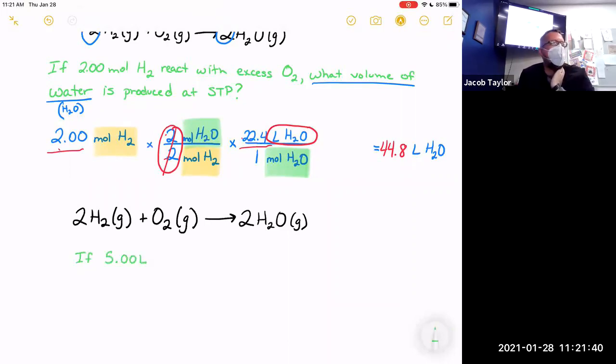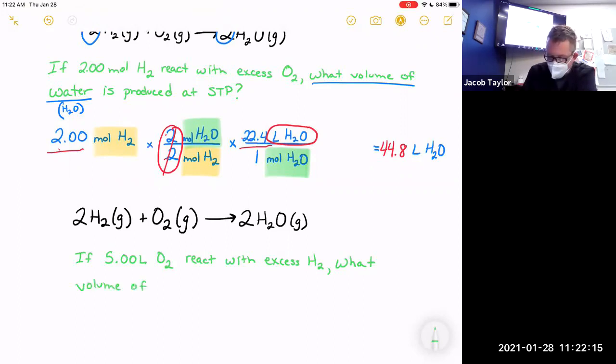Oh, and my answer was 44.8 because I needed three significant figures. 2.00 is three significant figures, so my answer has three significant figures. Let's say I've got 5 liters, okay? We're doing liters this time instead of moles. I've got 5 liters of oxygen reacting with excess hydrogen. Excess hydrogen just means more than enough hydrogen to react with all that oxygen. We're assuming that oxygen is the limiting reactant instead of hydrogen when we say that. What volume of water is produced? At standard temperature and pressure.